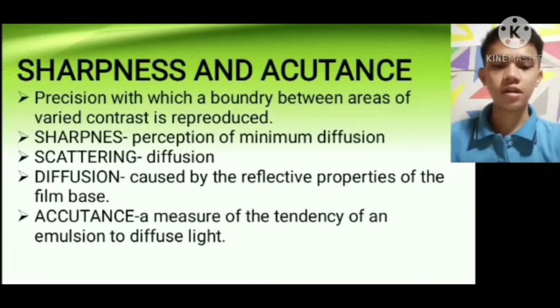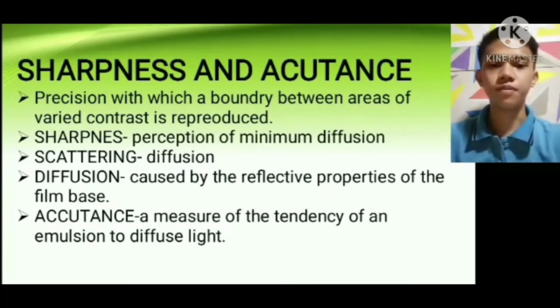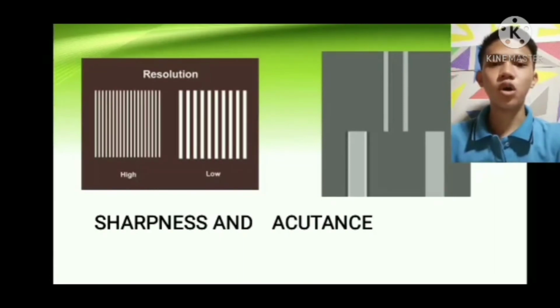Acutance, on the other hand, is a measure of the tendency of an emulsion to diffuse light. It refers to the ability of photographic material to show a sharp line of demarcation between adjoining areas receiving different exposure. It usually correlates with sharpness. An emulsion of high acutance will produce a very sharp image. An emulsion of lesser acutance will produce negatives which are less sharp. And this is the example of sharpness and acutance.